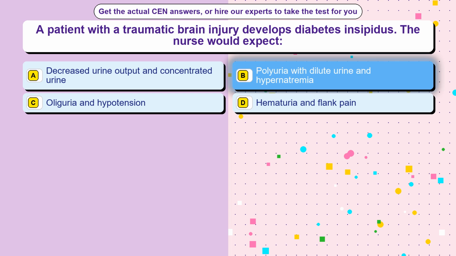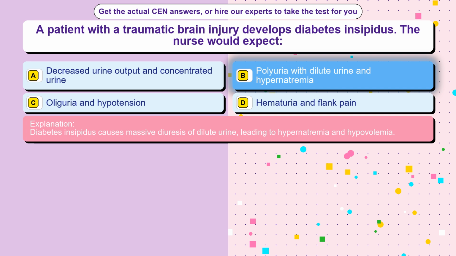The correct answer is option B. Polyuria with dilute urine and hypernatremia. Diabetes insipidus causes massive diuresis of dilute urine, leading to hypernatremia and hypovolemia.